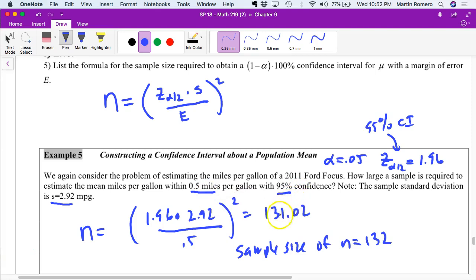And that's it. It's a short little lecture and example. That's it for chapter 9.2.